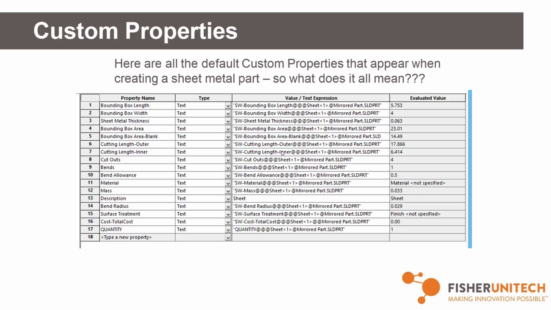Yeah. Okay. Cool. Bend radius: just whatever your bend radius was set to when you started that sheet metal part. And then surface treatment if there is anything. Cost: I'm going to go over the costing tool in the second session, so if that's something you're interested in, that value can get populated in there. That's not really going to be in this first session. And then quantity.